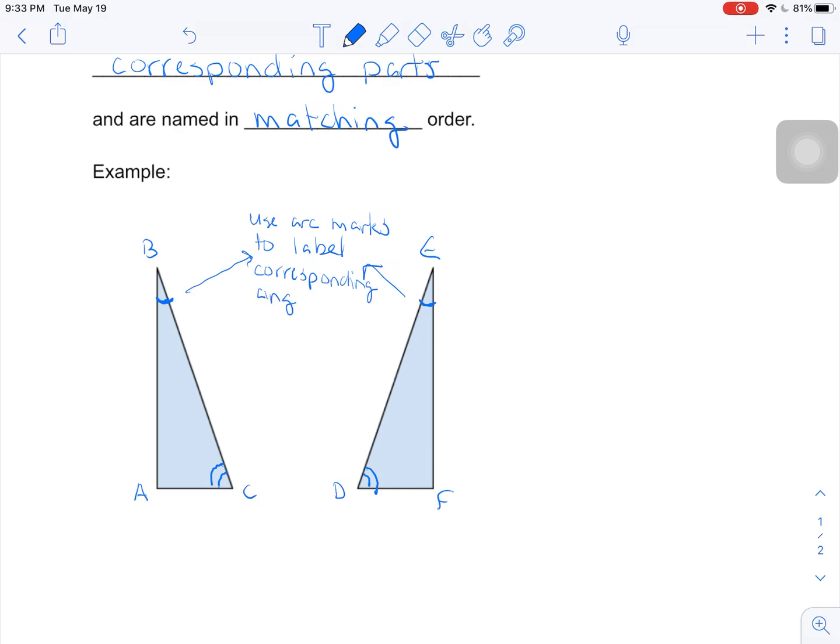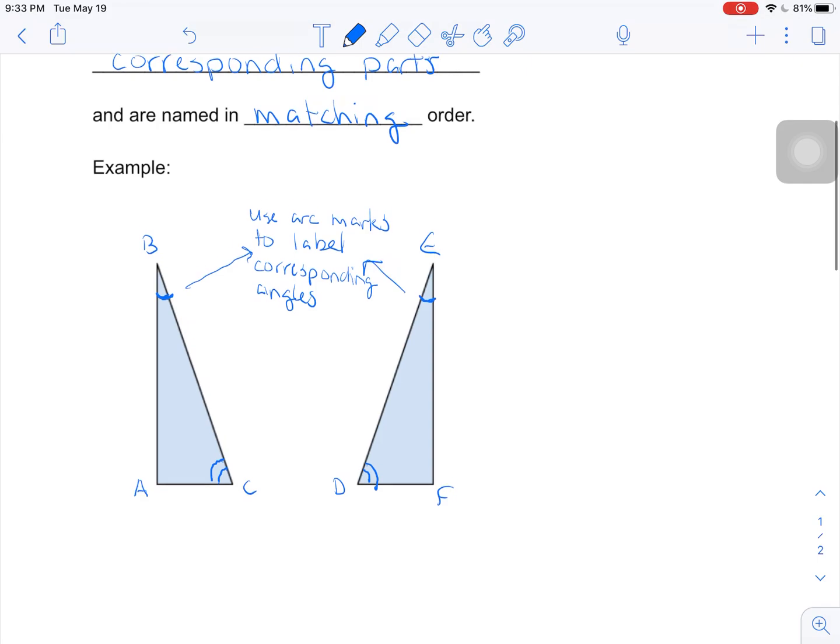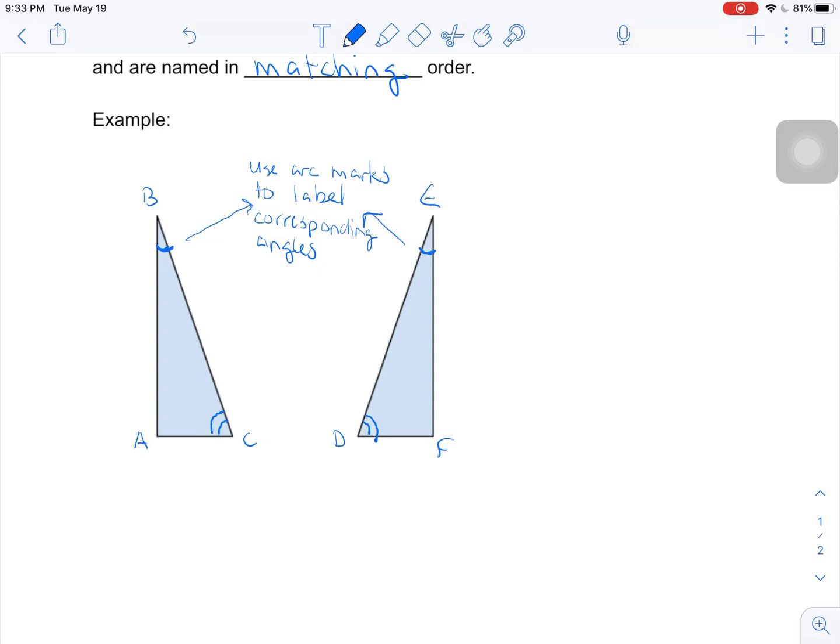Now, I can match up the angles. I can also match up the sides, but I can't put an arc mark on a side. Oh, actually, before we do that, we have two more angles. And this is not labeled, but this would be the one exception to using arc marks: if you have a right angle.